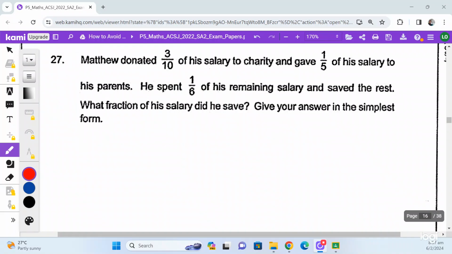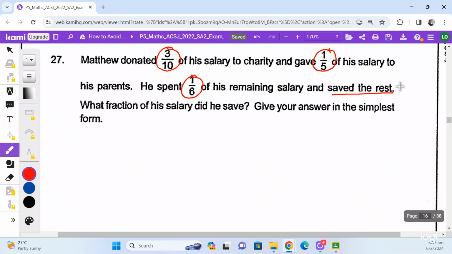Now, if you look at this question, it's a fraction problem. Some students don't like to do fractions because they find them very hard. Matthew donated 3 over 10 of his salary to charity, and he gave 1/5 of the salary to his parents, and then he spent 1 over 6 of the remainder salary, and then he saved the rest. So what fraction of the salary did he save?